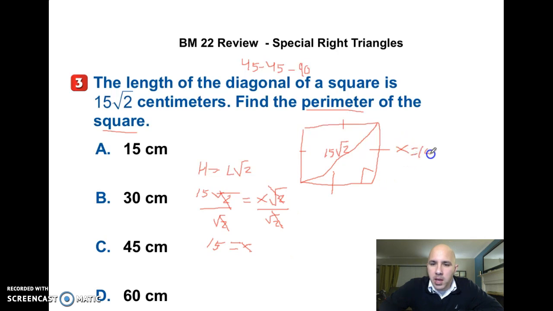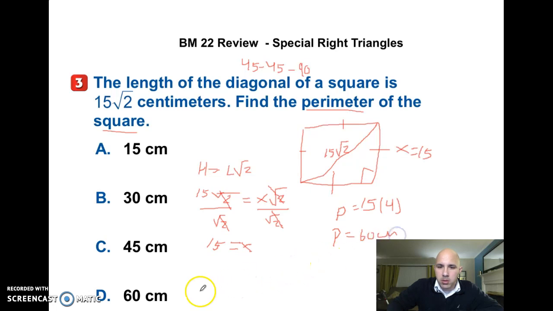I have 4 sides that are exactly the same length. We're going 15 times 4 for the perimeter. Right, and that gives us a nice 60, and the unit measure is centimeters. All right. Any questions, let me know.